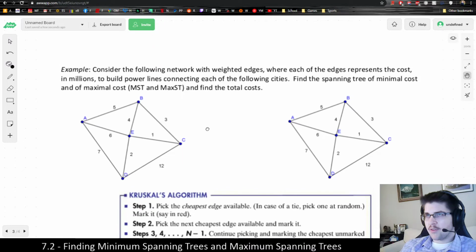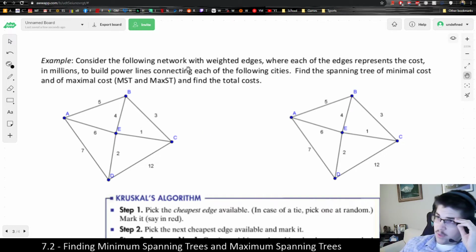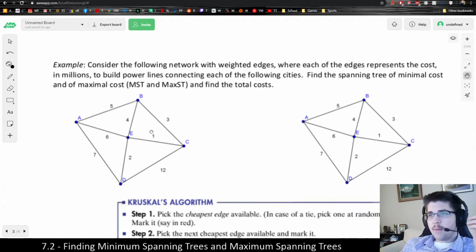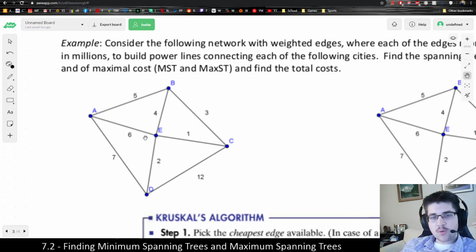really much other information. So let's look at one example similar to the very first one we looked at in the introduction video. It says, consider the following network with weighted edges, where each of the edges represents the cost in millions to build power lines connecting each of the following cities. Find the spanning tree of minimal cost and maximal cost, and find those total costs. So basically, we can see that here we have 5 vertices, and so we're going to need 4 edges to make a minimum spanning tree.